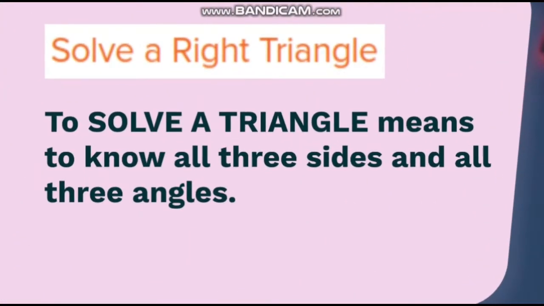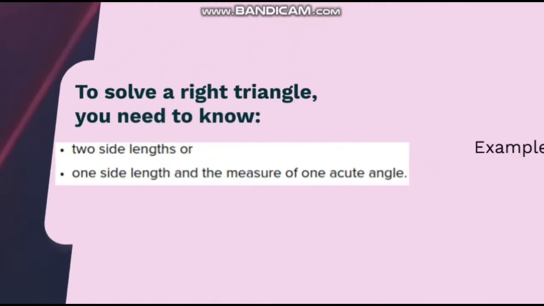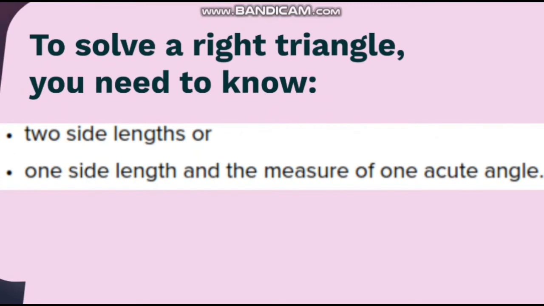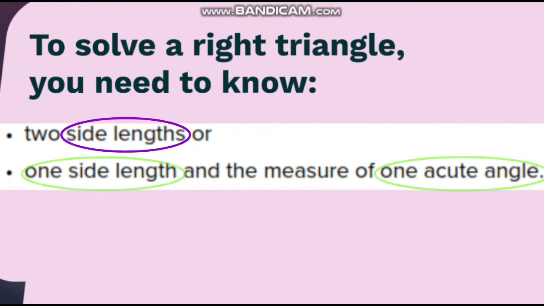To solve a right triangle means to know all three sides and all three angles of this triangle. To solve a right triangle, you need to know either two side lengths or one side length and the measure of one acute angle.